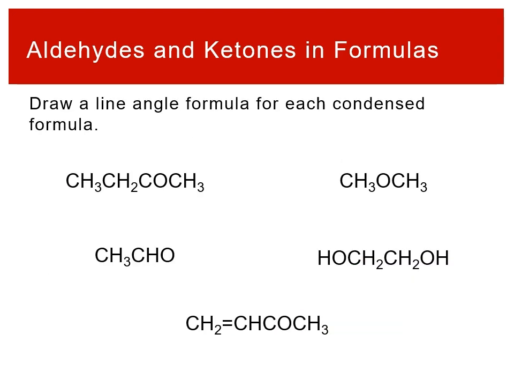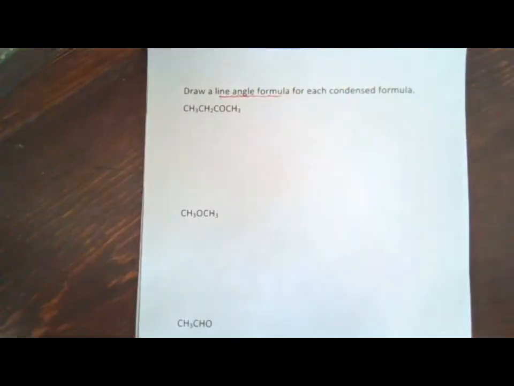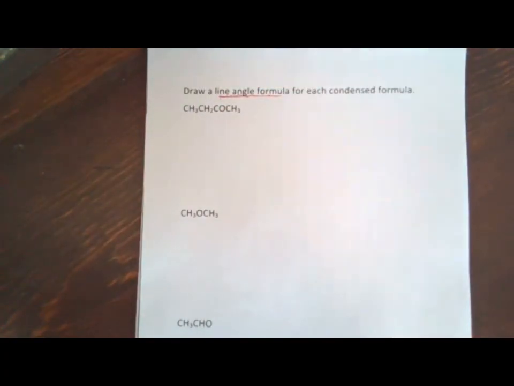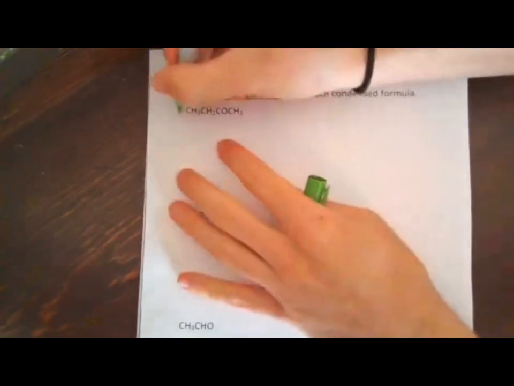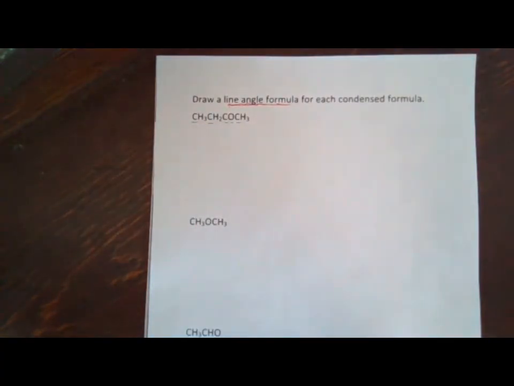All right, so this can add some complications. We want to take some time to look at interpreting some condensed formulas and making some line angle formulas. So I've got 5 condensed formulas. I want to take these and draw some line angles. All right, so we're looking for a line angle formula here, and we're given condensed formulas. When I want a line angle formula, what I really want to focus on are the non-hydrogen atoms. I'm not going to be indicating the hydrogen atoms in any way. So I just want to look at, I've got carbon, carbon, carbon, oxygen, carbon. Okay, and so those are the only things that I need to indicate here.